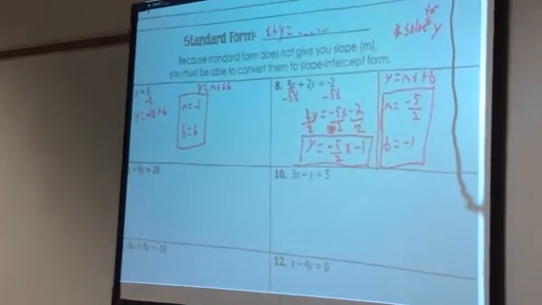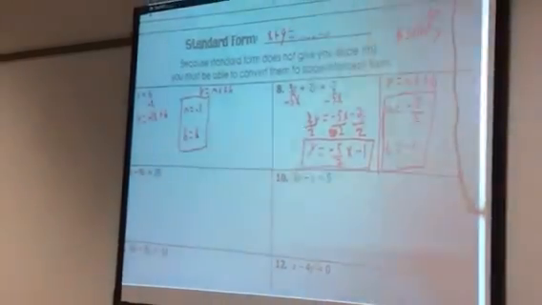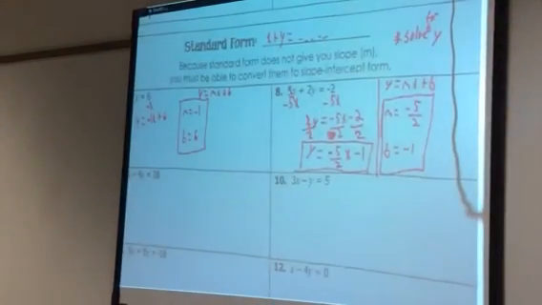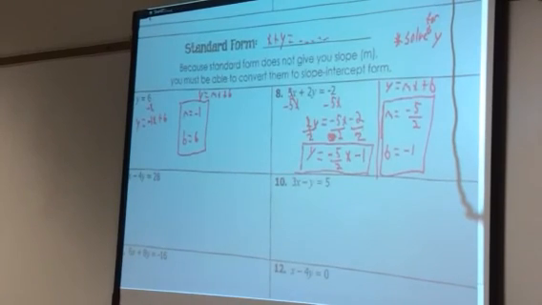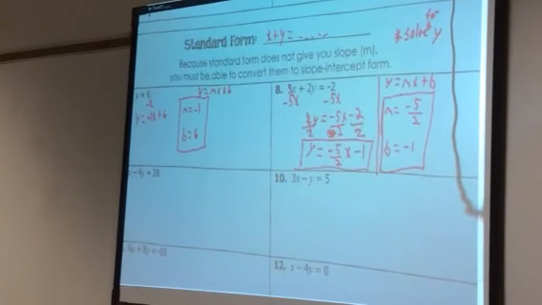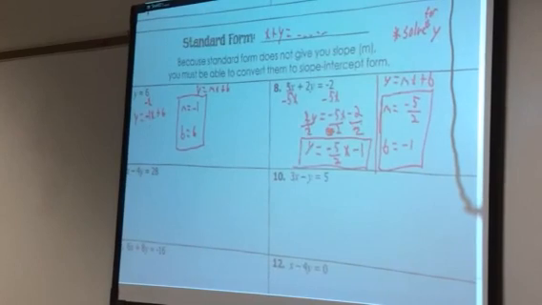Alright, so what you need to do for now is just finish the rest of these numbers out. This is your notes/work. So go ahead and do 2, 3, and 4, and then 9, 10, 11, and 12.